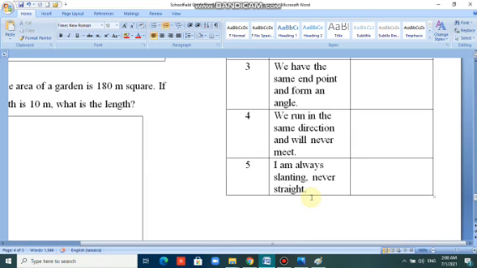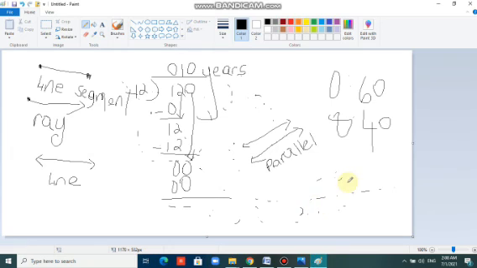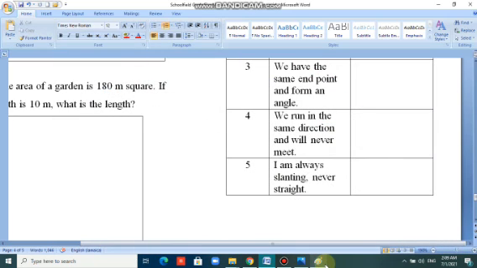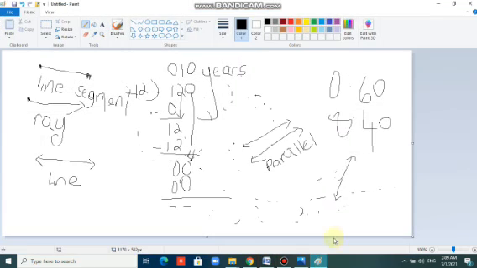Last question now. I am always slanting, never straight. As the word mentions, slanting, it's a slant line. So this is a parallel line. This shows a slant line as well. So a slant line is like this, right? So this is a slant line right here that I'm drawing. It says, I am always slanting, never straight. So this is a slant line.